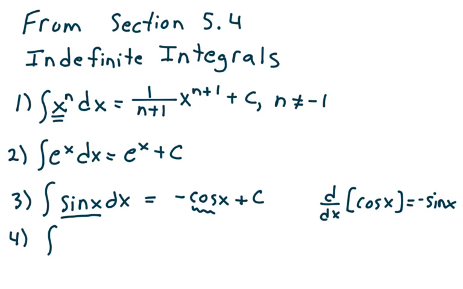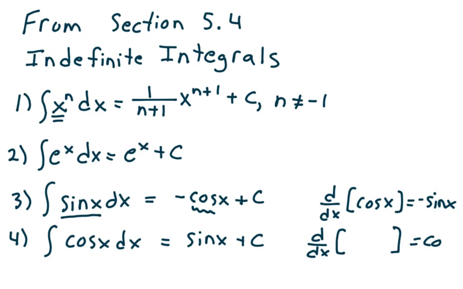Number 4, the integral of cosine x dx is sine x plus c. So you want to be thinking backwards: the derivative of what produces cosine x? And what gets filled in here is sine x. Number 5, the integral of secant squared x dx is tangent x plus c.